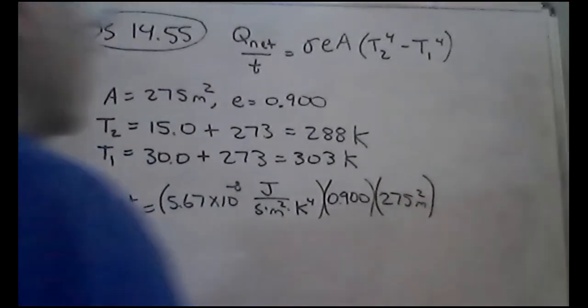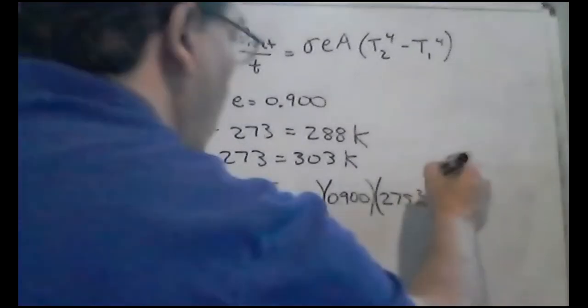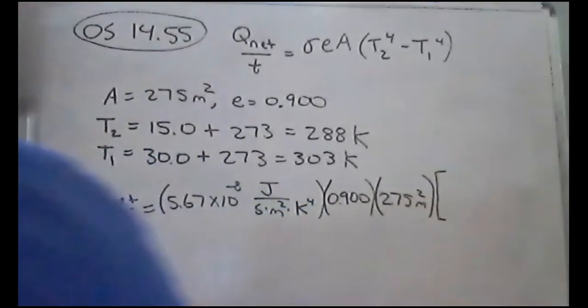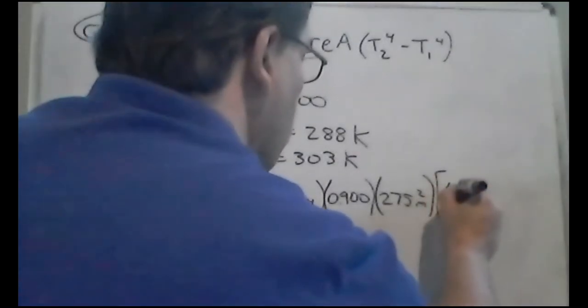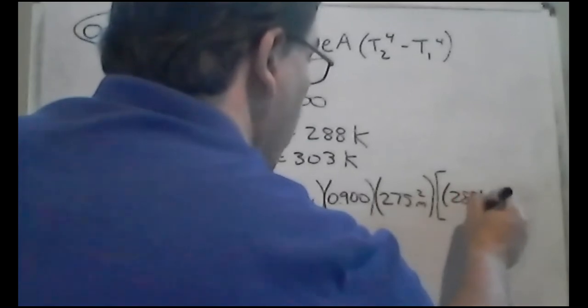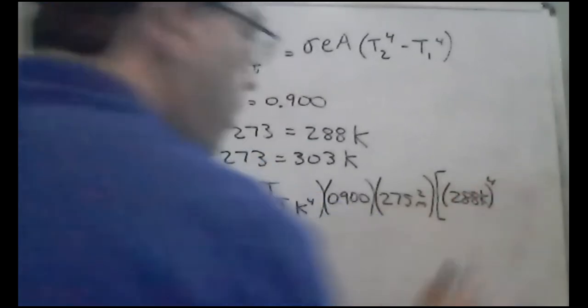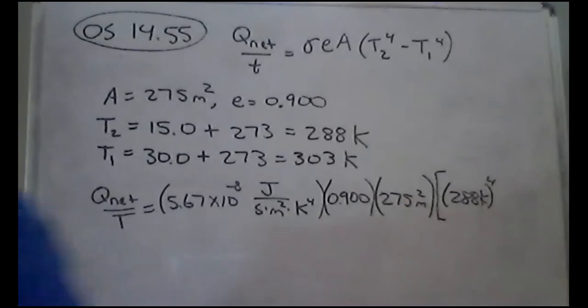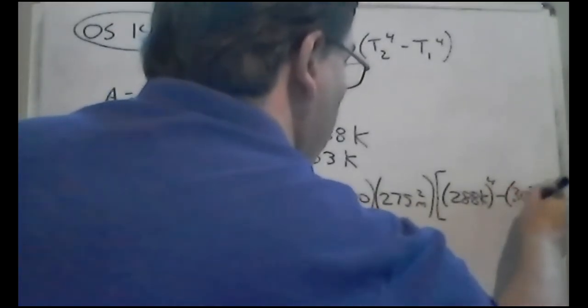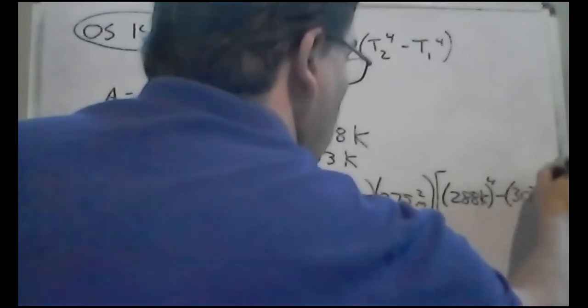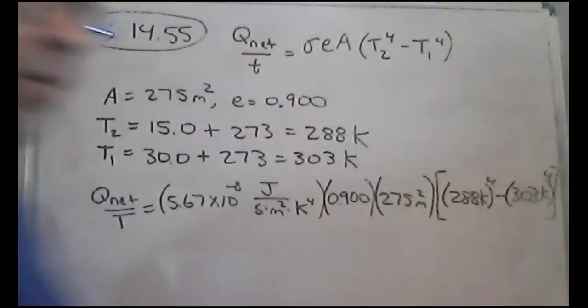Now, this is where people get messed up. They have to find these fourth powers. Okay, so these temperatures are in fourth power. So T2, 288 Kelvin, so 288 Kelvin to the fourth, minus T1, 303 Kelvin to the fourth.